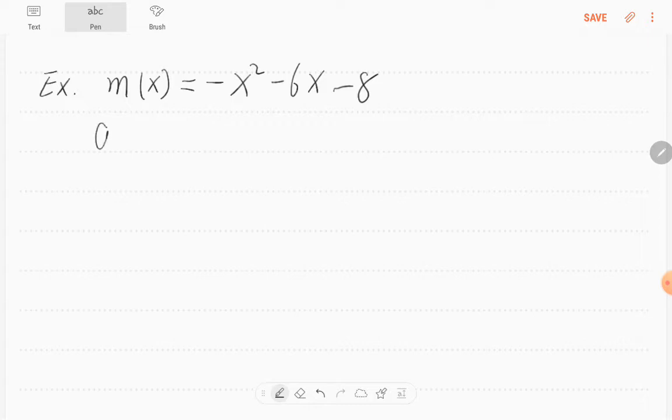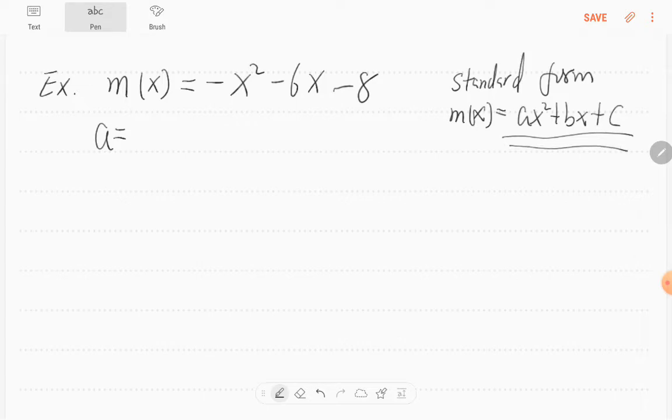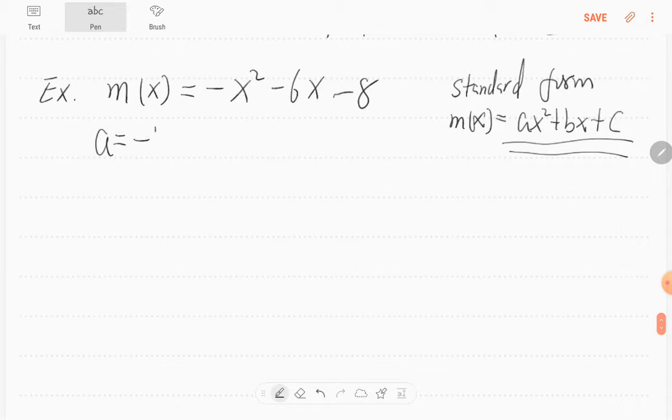So here a is equal to the first coefficient. This is the standard form, right? The standard form is m of x equals a x squared plus b x plus c. You need to memorize this standard form very correctly. Okay, so a is equal to negative 1, b is equal to negative 6, c is equal to negative 8.